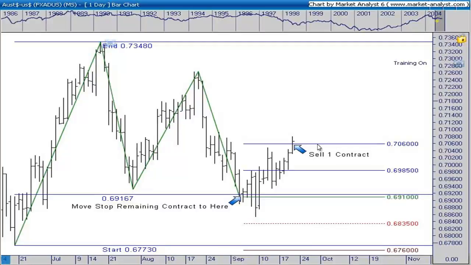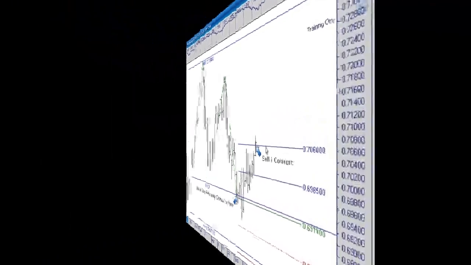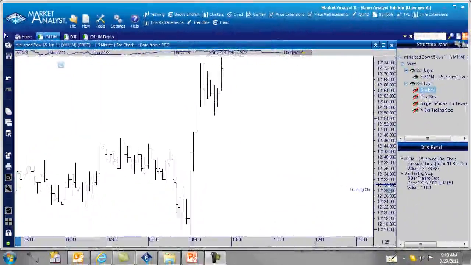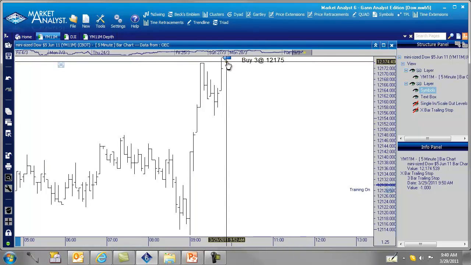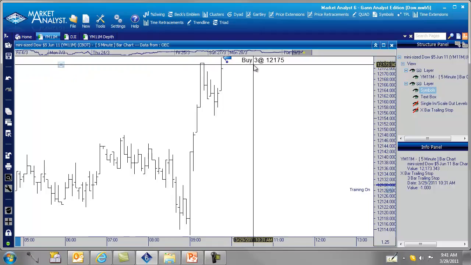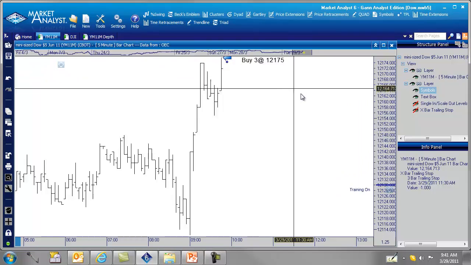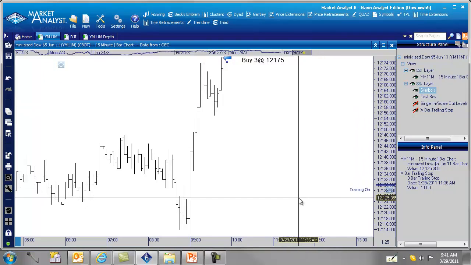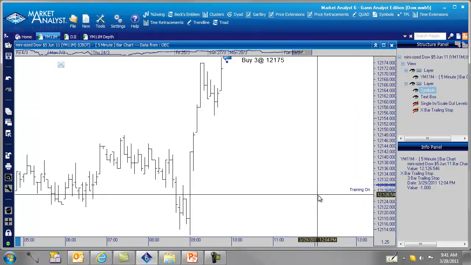So now let's look at another example of how to use the single end scale out method. In this example, we're going to look at applying these single end scale out levels in Market Analyst to the mini Dow on a 5-minute chart. So to do that, let's imagine that we want to put on a trade right here, and we do it on a break above this high here. Our order would be to buy 3 at 12,175. And what we'll be doing is adding bars. I'll walk you through this example here.